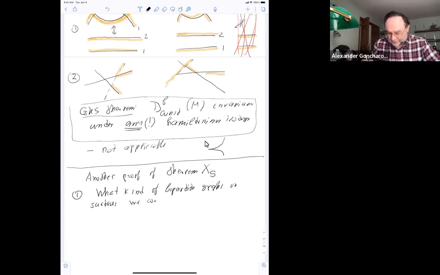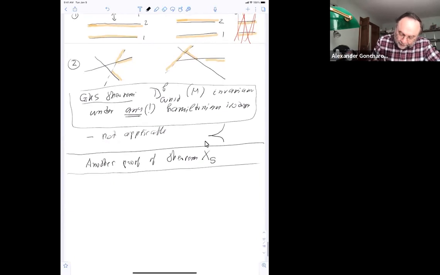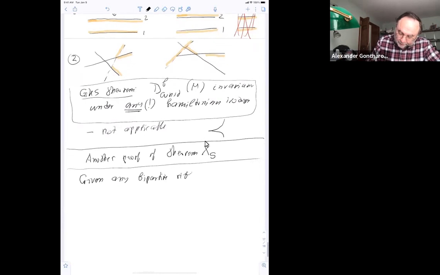Actually, sorry, before I go to that, let me first of all give you a little more information about bipartite graphs before I go to the proof. So given any bipartite ribbon graph gamma, this means that we have vertices of two kinds.